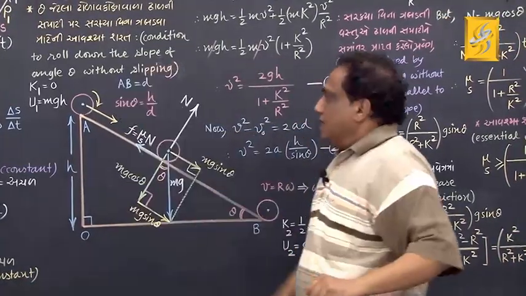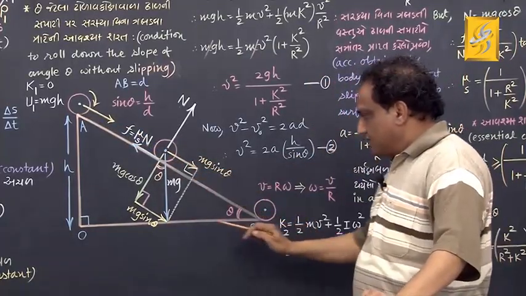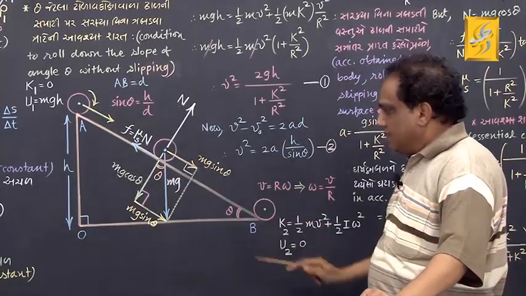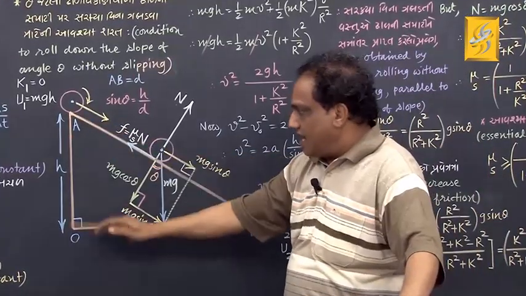Look, consider a slope. Okay, here is the slope. This is the surface of the slope. This is the base of the slope. This much is the height of the slope.